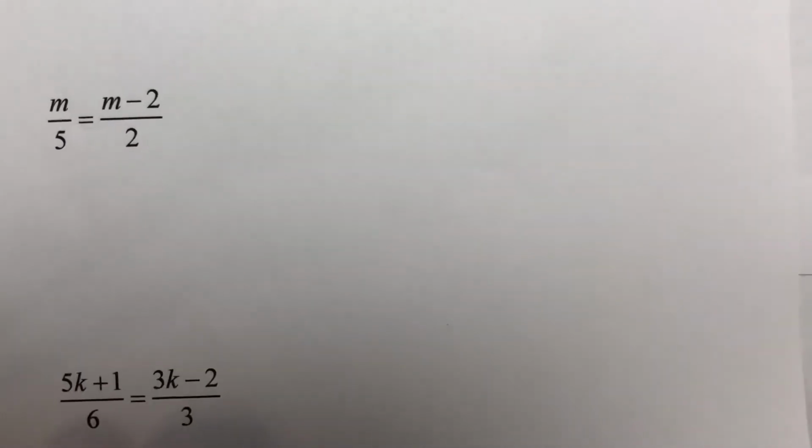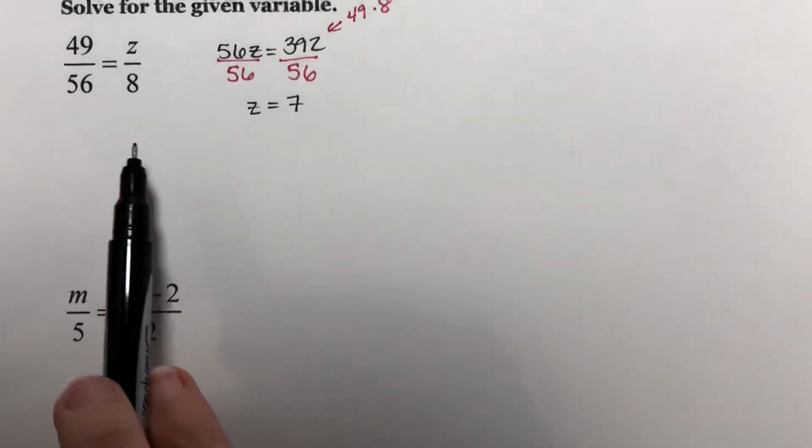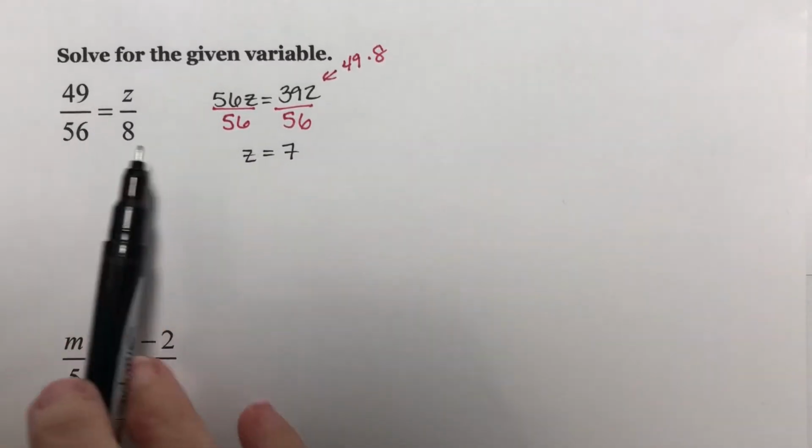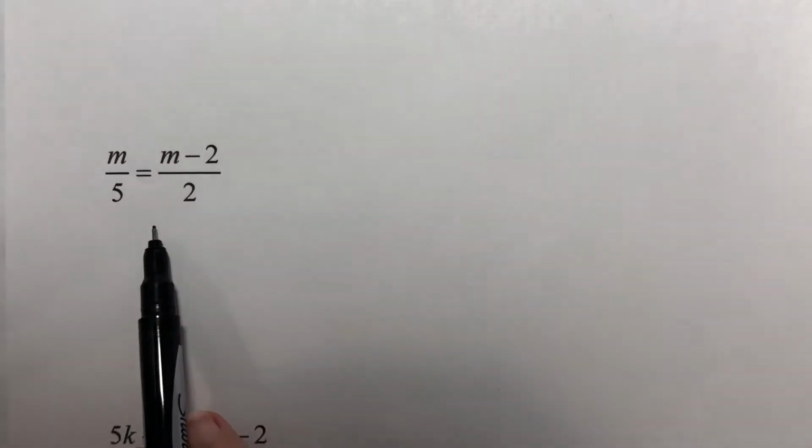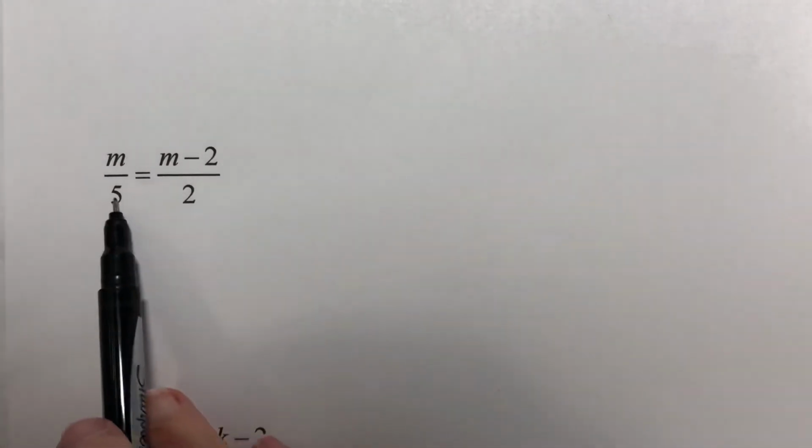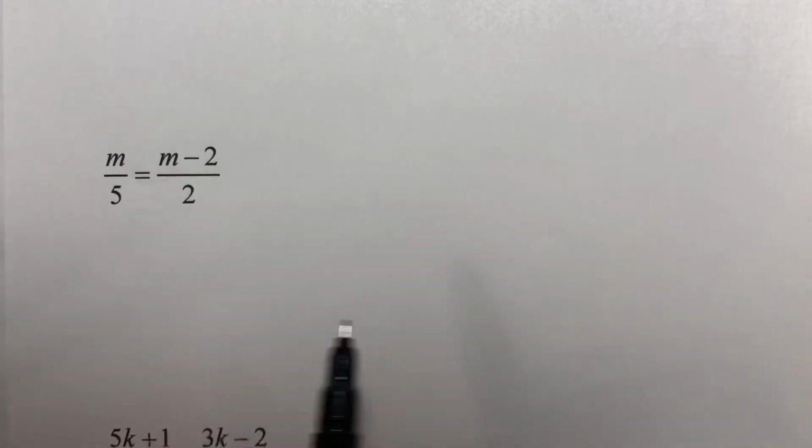This is section 2.6, and this is part 4. We have been talking about proportions. We just worked this problem where we cross-multiplied and solved. We're going to do the same thing here. It does not matter what order you multiply in.